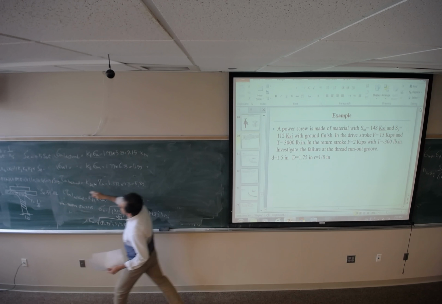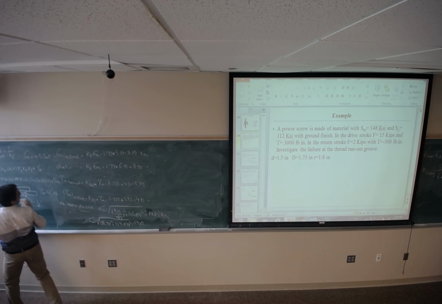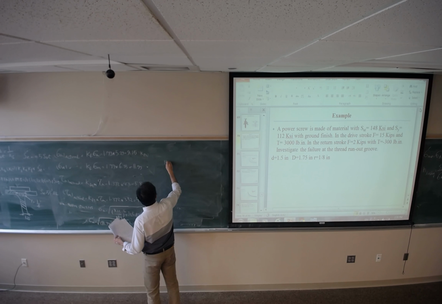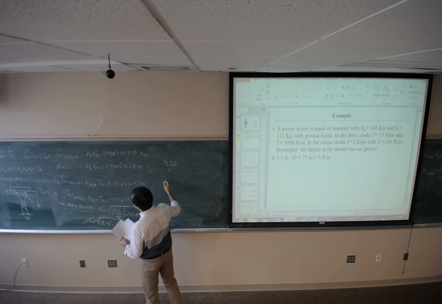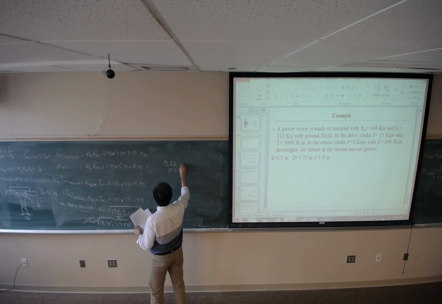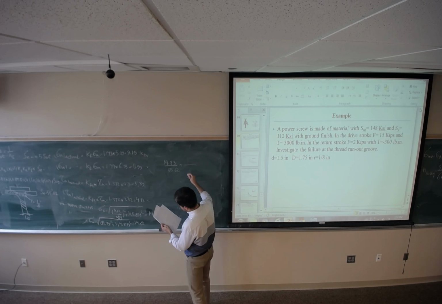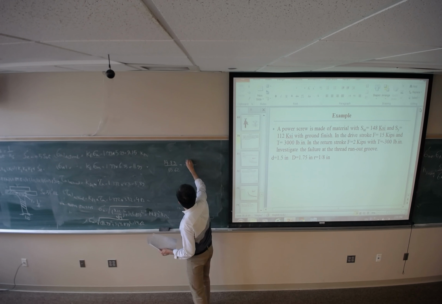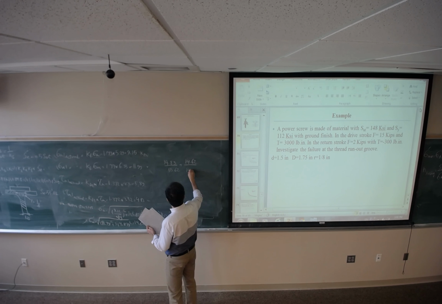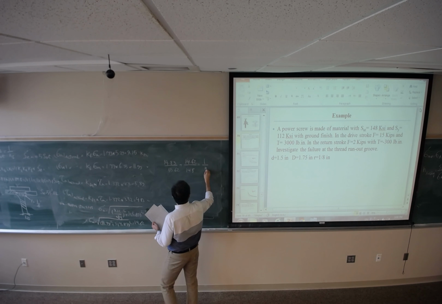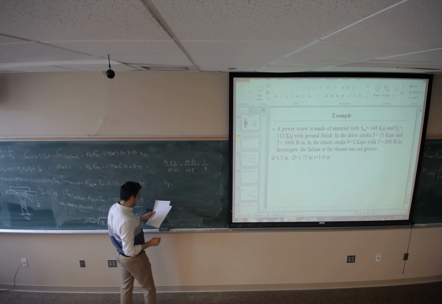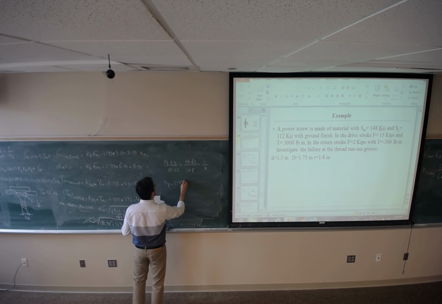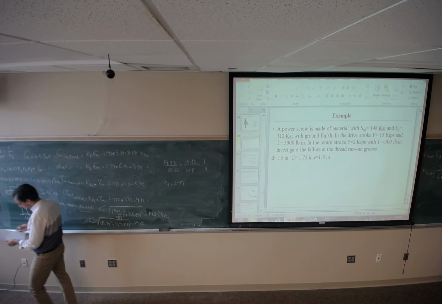Now I'm going to plug in the numbers here. 14.83 kpsi divided by SE, which is 55.62, plus 14.62 divided by 148, which is S ultimate, equals 1 over n. Solve for n, it's going to be 2.77 for fatigue.